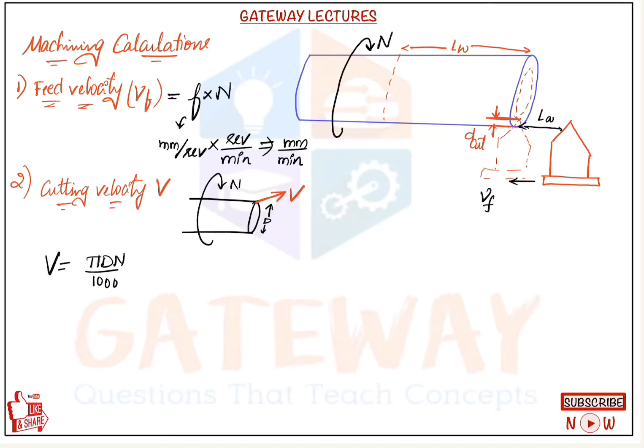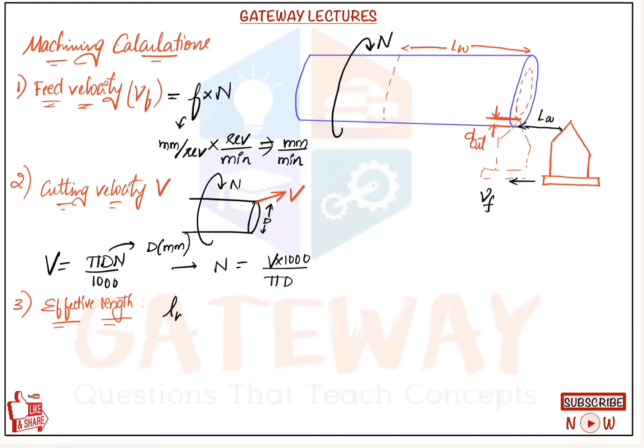Why do we take 1000? Because this diameter will always be in mm. If the diameter is given in meters in the question, then you need not take 1000 here, and V is equal to pi d n by 1000. And similarly from this we can write N is equal to V into 1000 upon pi d. This is also useful. And the third parameter will be effective length. So what is effective length? Effective length is the length to which the tool has to travel, not the actual machining length.